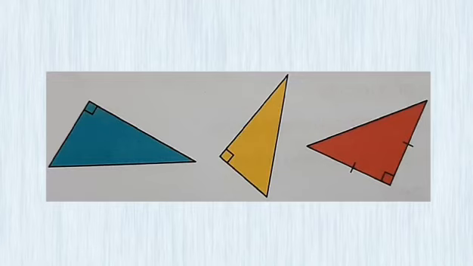Both the yellow triangle and the blue triangle are also the right-angled triangles, but these two triangles are the scalene triangles because their three sides are unequal in length.